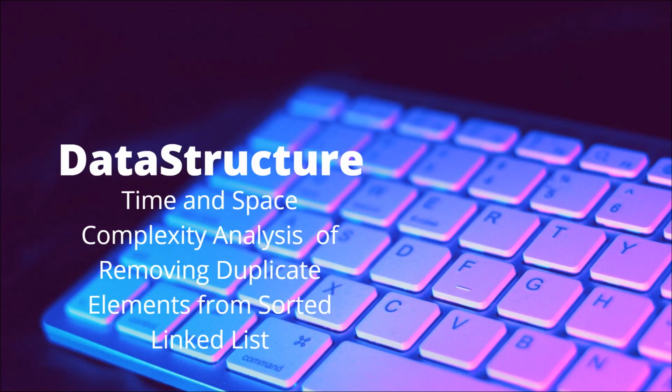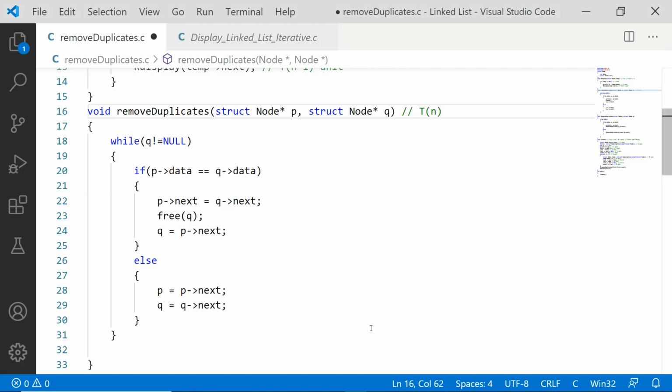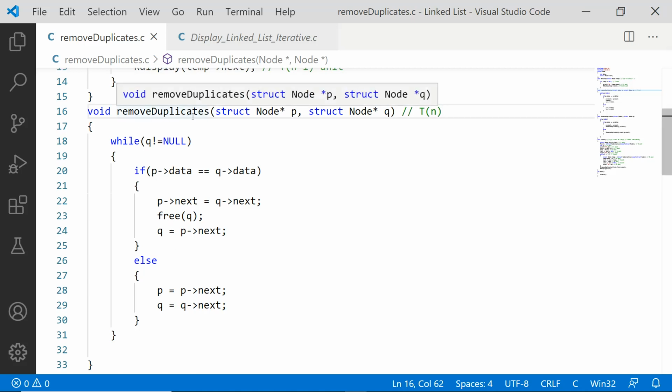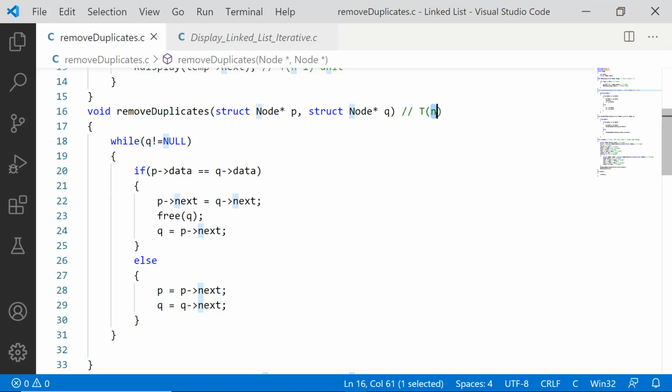Okay, we'll start. First of all, we will take the iterative code, and the function signature we will take as T of n, time function, where n denotes the total number of nodes available in the linked list.